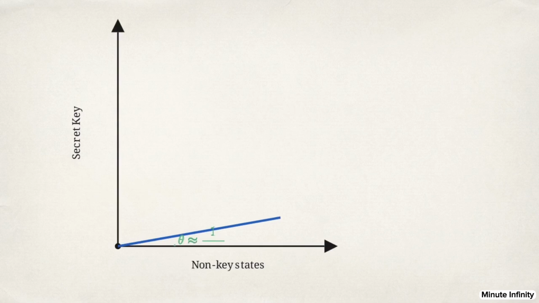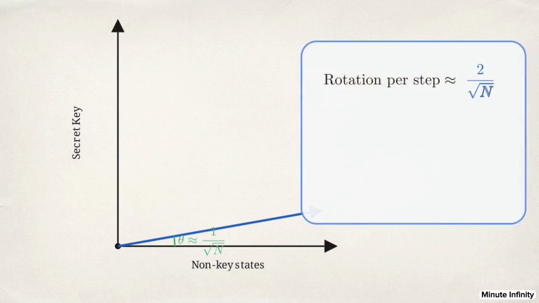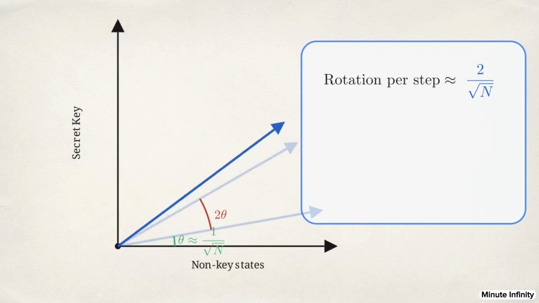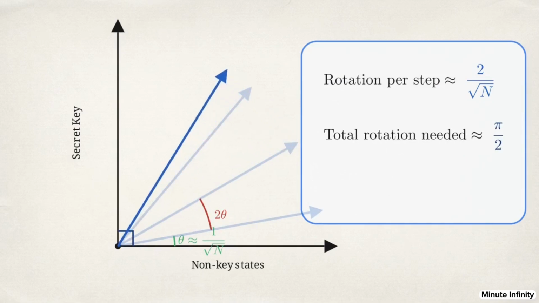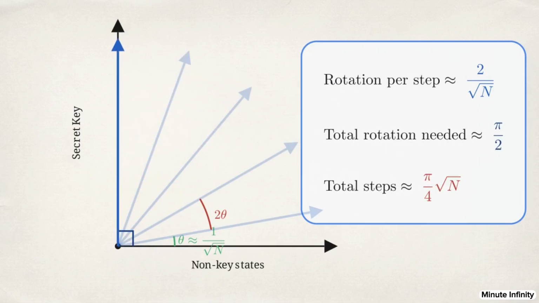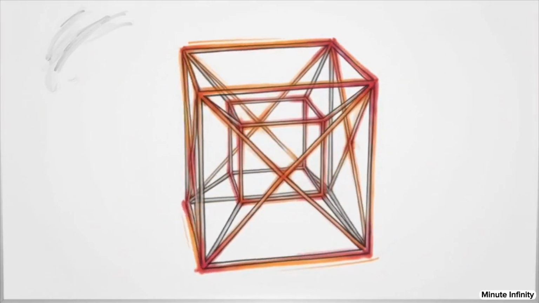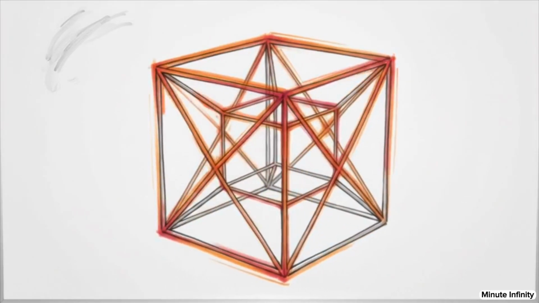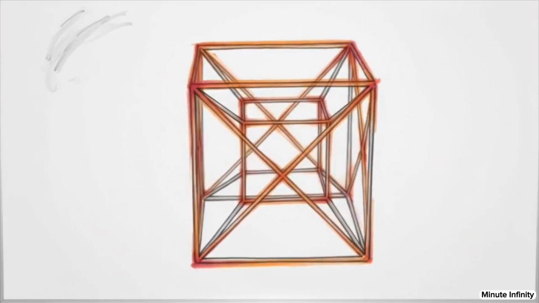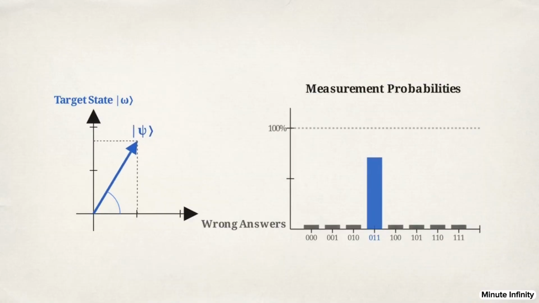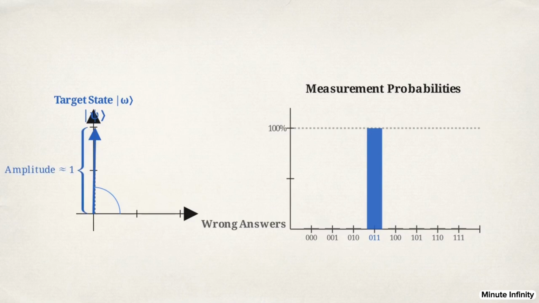The math of this rotation determines the speedup. The vector's initial angle is roughly 1 over the square root of n. Rotating it 90 degrees requires a number of steps proportional to the square root of n. This specific geometric rotation through a high-dimensional space is the mathematical origin of the famous square root speedup. After the exact calculated number of rotations, the invisible state vector is pointing almost entirely in the vertical direction, loaded with the probability of the target bit string.